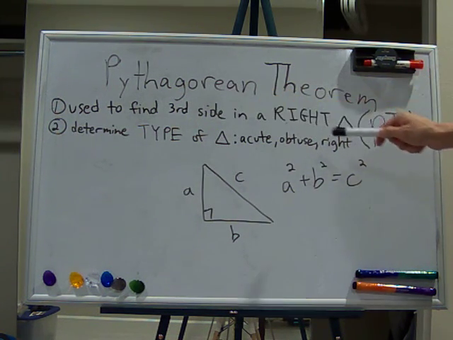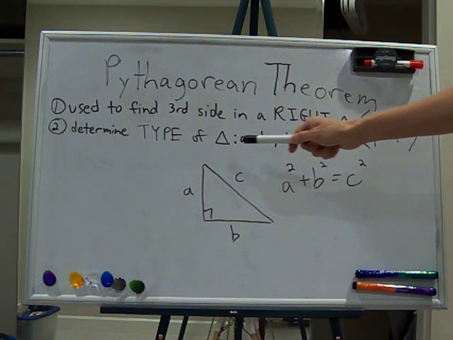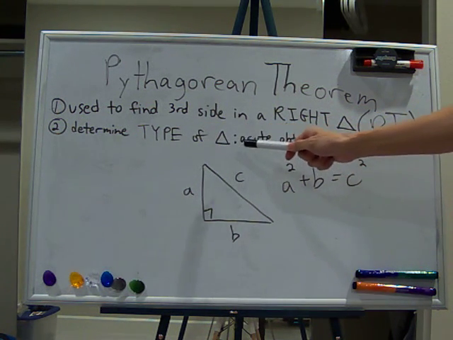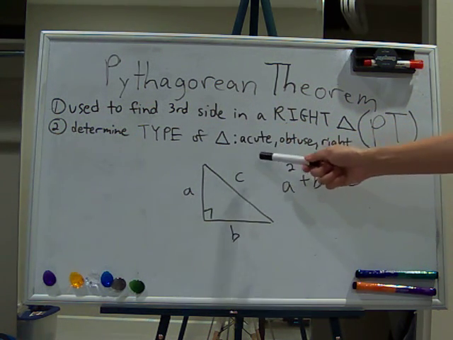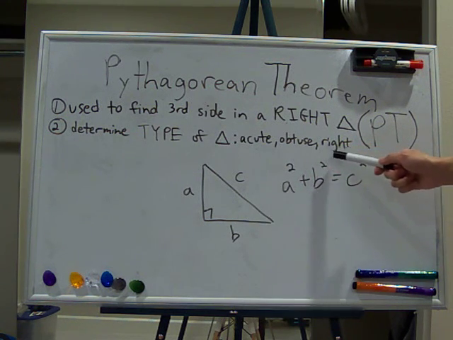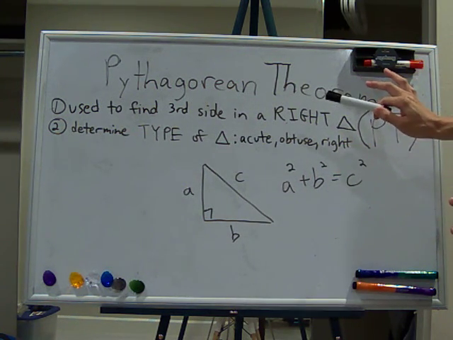Number two is a little less common, but you can also use Pythagorean Theorem to determine what kind of triangle you have. If they give you three sides, you can determine if it's acute, obtuse, or right. I'm going to start off with number one.